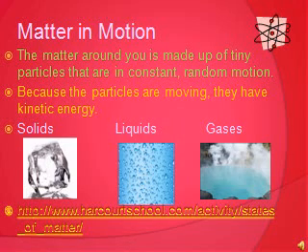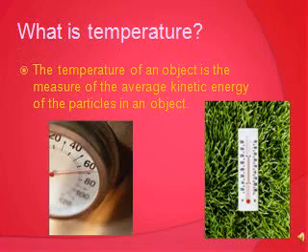So let's get started. First of all, the matter around you is made up of tiny particles that are in constant random motion. And because those particles are moving, they have kinetic energy. Let's consider solids. We'll look at a picture of an ice cube here. In liquids, we'll look at a glass of water. And then gases, we'll look at some steam that is rising from a geyser. All three states of matter are represented here: solids, liquids, and gases. Let's consider the particle arrangement in each.